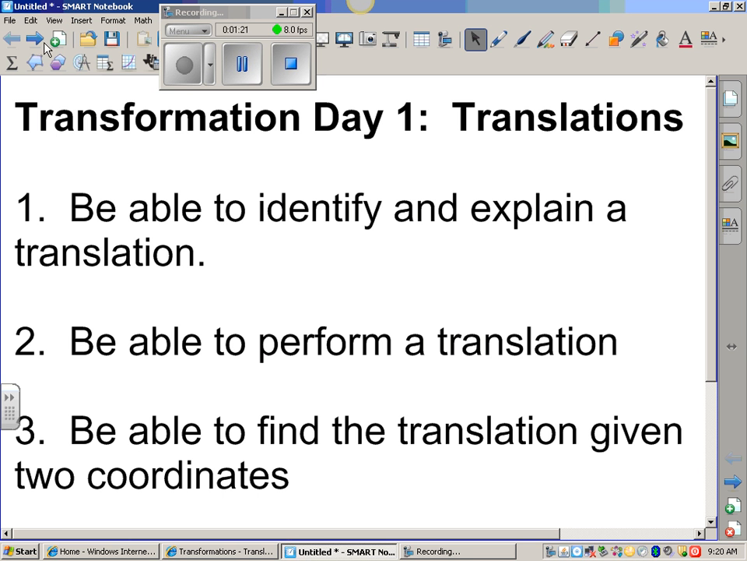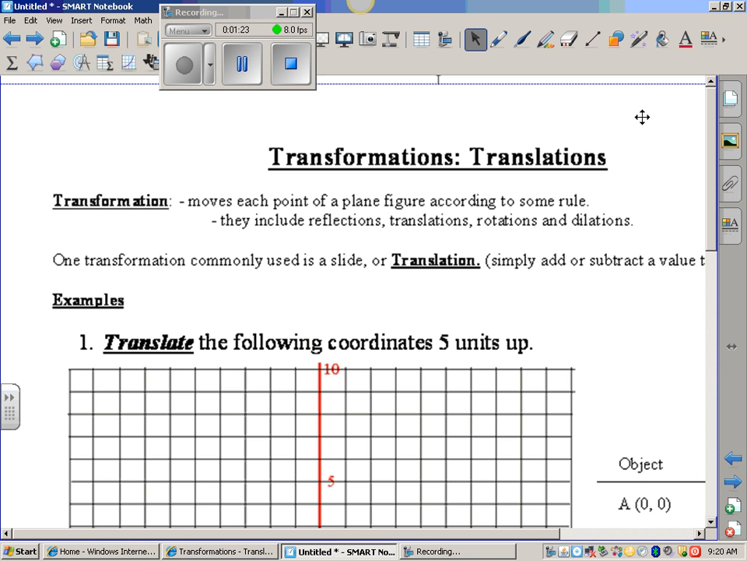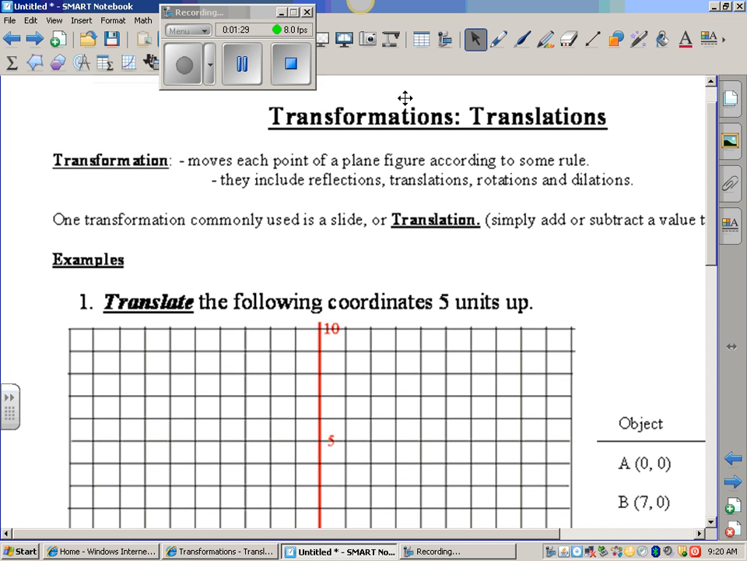Now, if you'll take out your note sheet and follow along, I'm going to demonstrate a couple of the translations that we're going to work on in class tomorrow. So, transformations today again is your translations. A transformation moves each point of a plane figure according to some rule. We have a lot of rules we're going to learn over the course of this unit. We're going to do reflections, translations, rotations, and dilations, but today we're just focusing on translations.